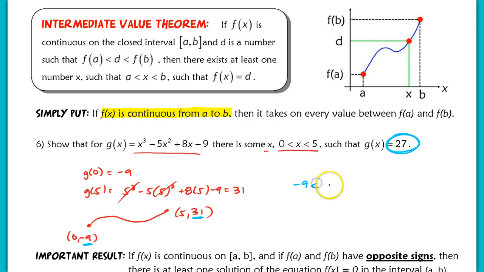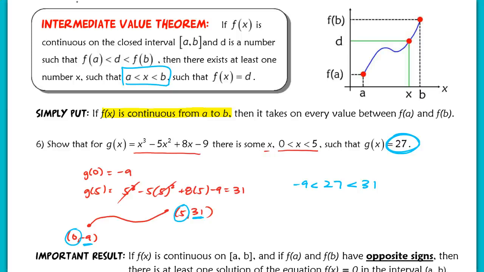Clearly, negative 9 is less than 27, which is less than 31, right? So that means that we must be able to find an x value that falls between the 0 here and the 5. So it falls between a and b. Now, it's important to note that the intermediate value theorem only says that the function will take on the value of 27 somewhere between 0 and 5, somewhere between our a and b, but it doesn't say what the function value will actually be.